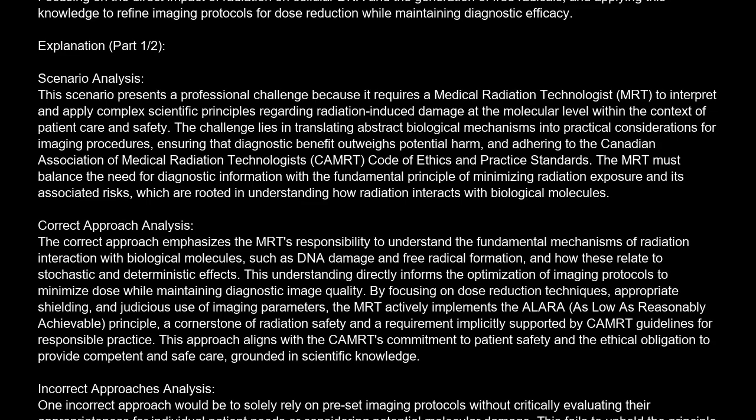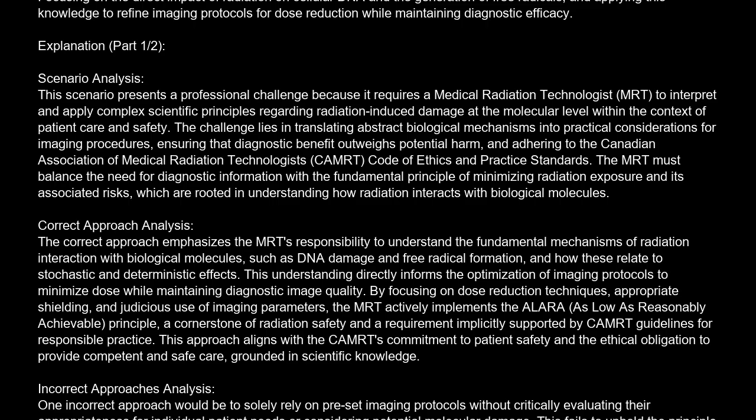The correct answer is B. Focusing on the direct impact of radiation on cellular DNA and the generation of free radicals, and applying this knowledge to refine imaging protocols for dose reduction while maintaining diagnostic efficacy.